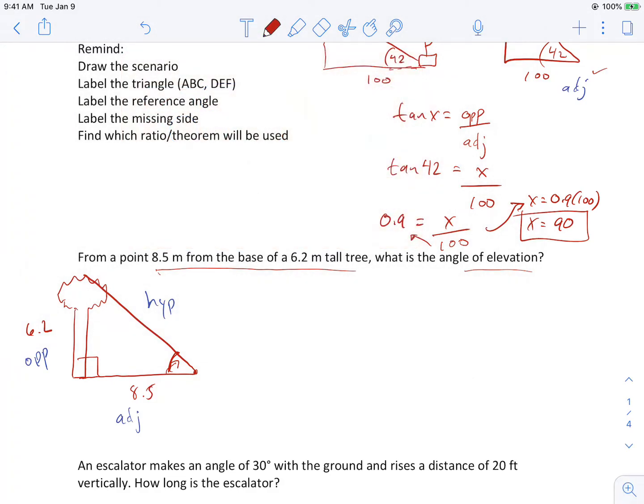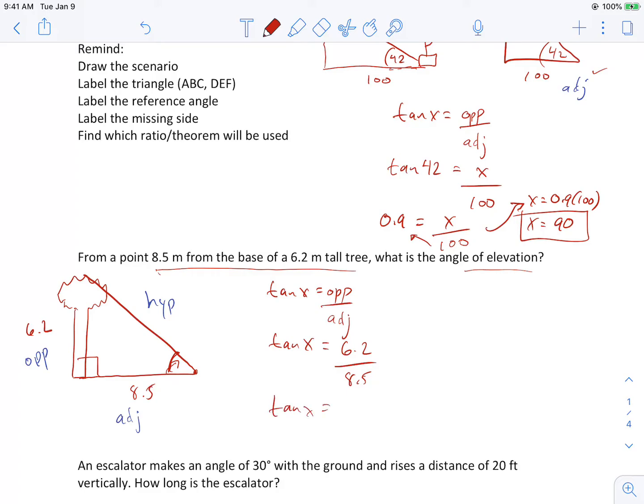And now we need to figure out what we are going to use. Opposite and adjacent, well, that's the same thing we used last time. That is tan. Lots of these word problems are going to use tan. So if you're ever in doubt, tan's always a good place to start, and then check the other ones. So we're going to use tan x equals opposite over adjacent. Tan of my angle, which I do not know, is opposite, which is 6.2, over adjacent, which is 8.5.